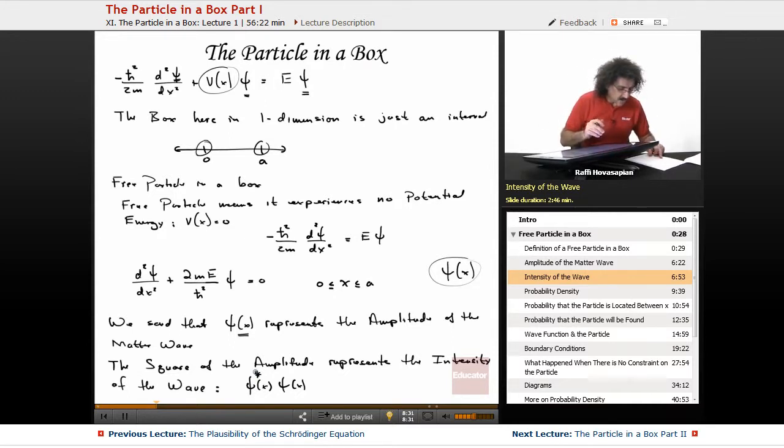Okay, so the square of the amplitude represents the intensity of the wave, so we have this thing. Now our problem is, how are we going to interpret intensity? What does intensity mean when it comes to a particle?